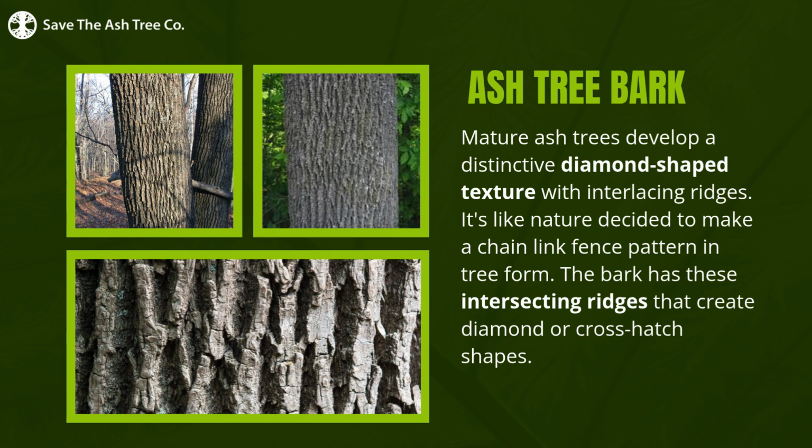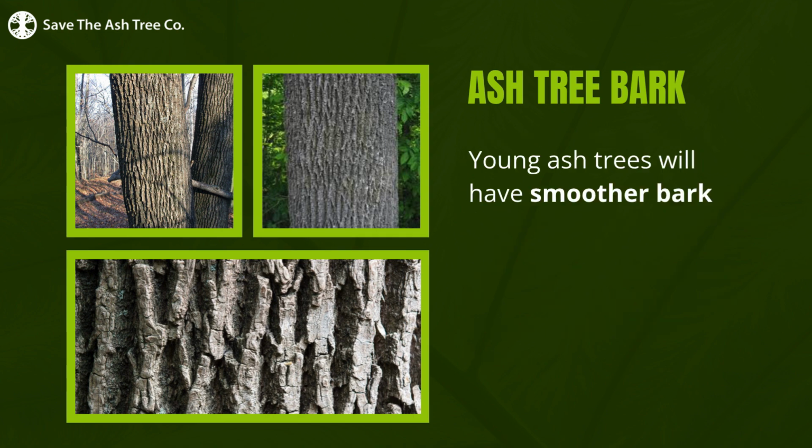Mature ash trees develop a distinctive diamond-shaped texture with interlacing ridges. It's like nature decided to make a chain-link fence pattern in tree form. The bark has these intersecting ridges that create diamond or crosshatch shapes. Young ash trees will have smoother bark, so this feature is most useful on established, mature trees. Use it as a confirming characteristic along with your other observations.